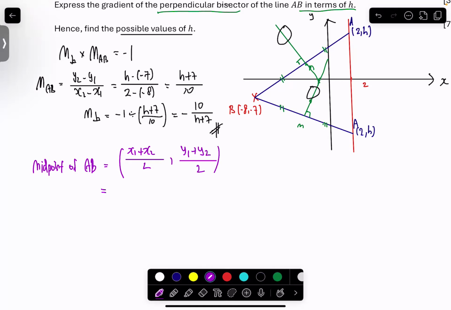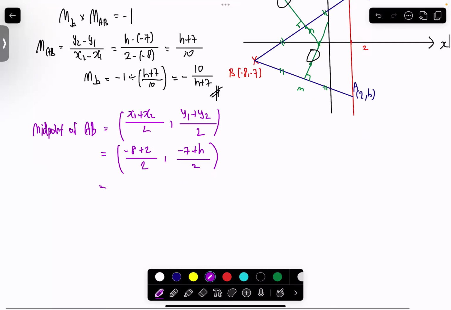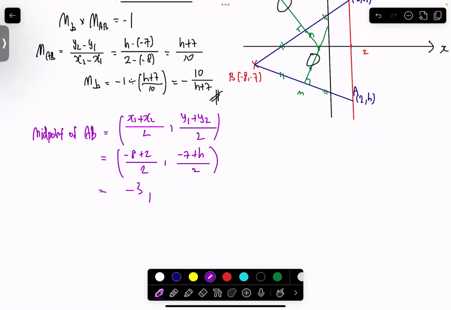Okay, so in this context, it will be (-8 + 2) over 2 and (-7 + h) over 2. Doesn't really matter. So then we get that the answer is -3. Now here I can just rearrange because it represents the same thing, (h - 7) over 2. Alright, so that's the midpoint of AB.